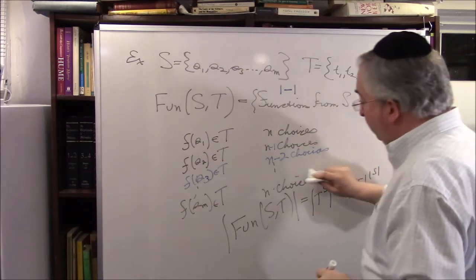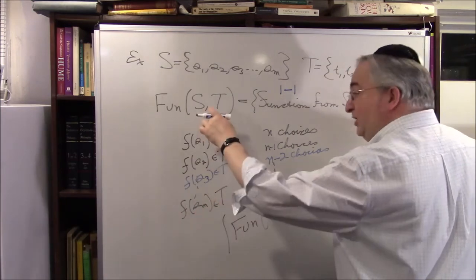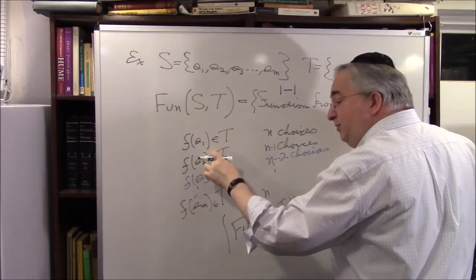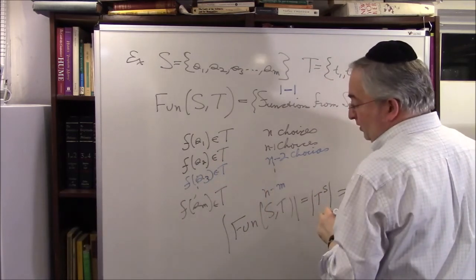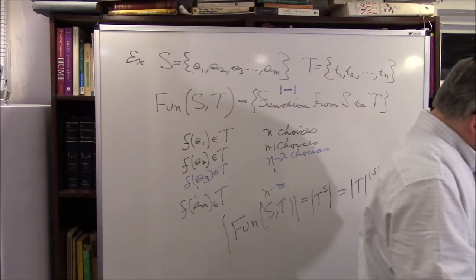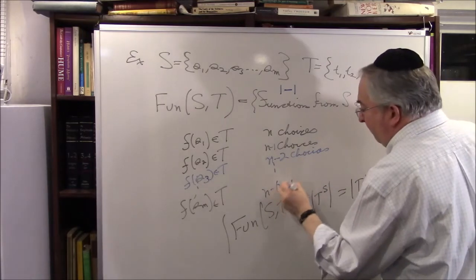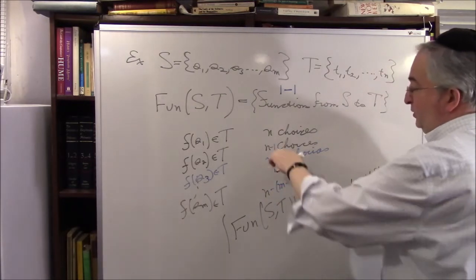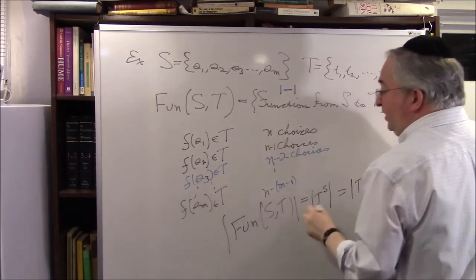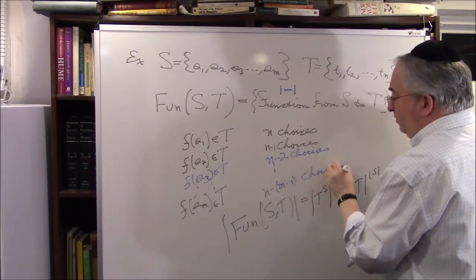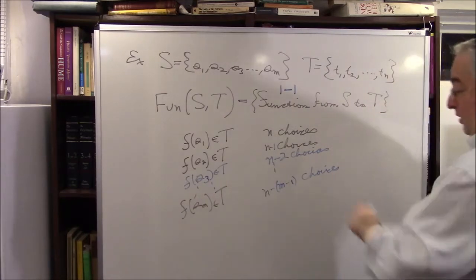And for s sub m, the last one, I can't choose the same thing he chose. I have n minus m plus 1 choices, because I did m minus 1 choices for these guys, so I have this many choices left. Now I can ask how many choices do I have.